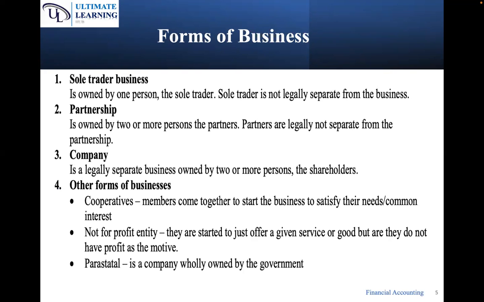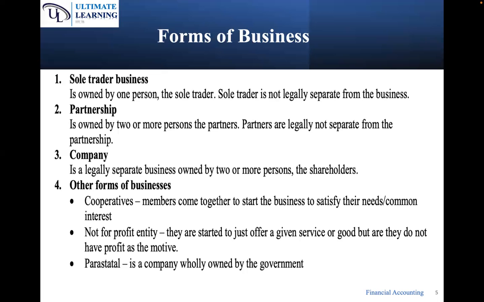There is a concept as we wind up on this session, which is known as the business entity concept. So we are being told that in a sole trader, they are not legally separate. In other words, the person and the business are one in a sole trader relationship.